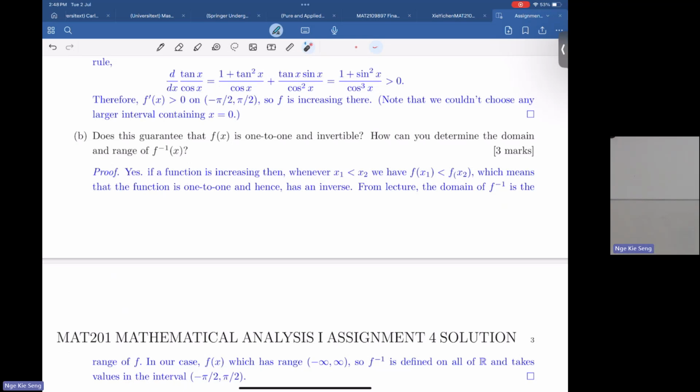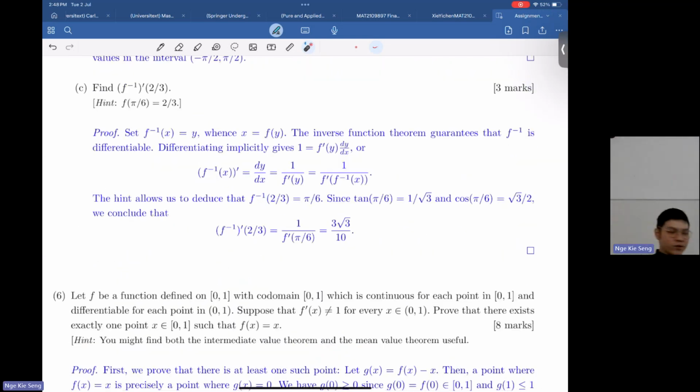So how do you determine the domain and range of f inverse in this case? The domain and the range of f inverse are swapped with the domain and the range of f. The domain of the inverse is the range of your f. The range of the inverse of f is the domain of your f. They swap.